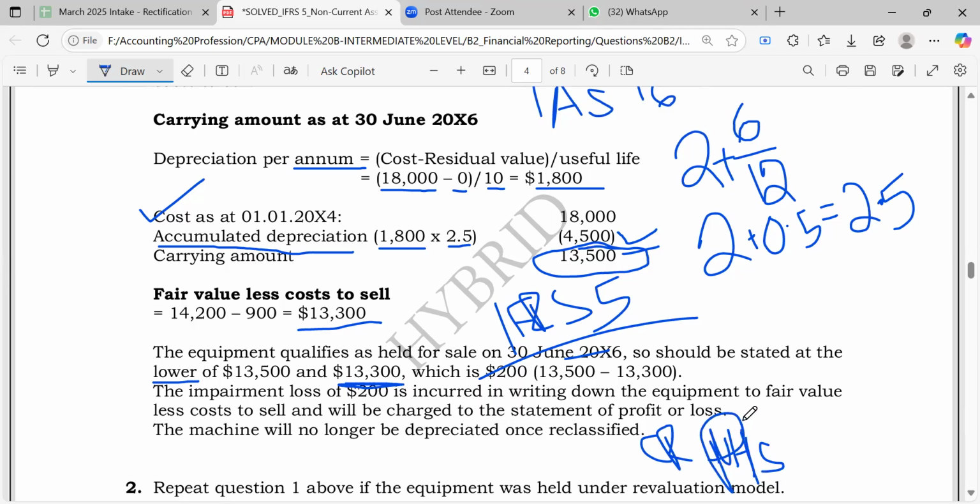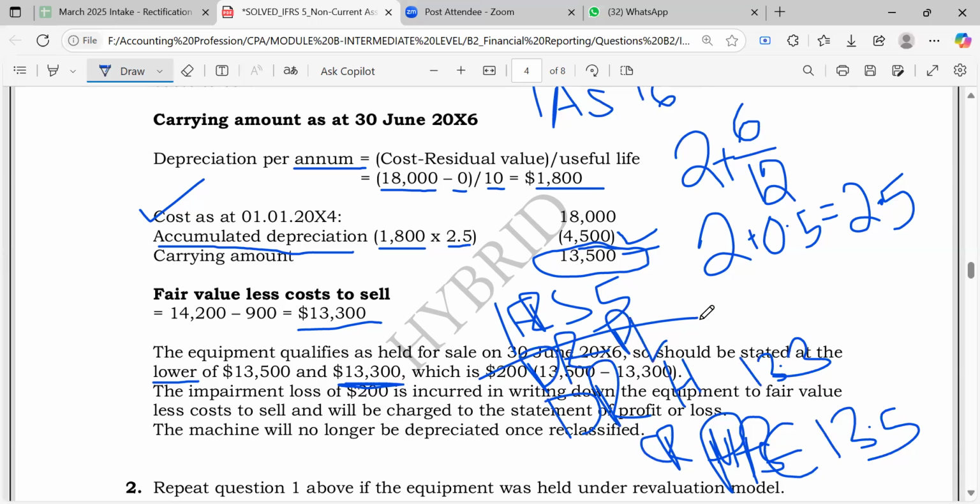Listen, right now we have the PPE. The asset is in PPE. Remember, we are moving from PPE to held for sale. You get the point? Yes, you are right. So we credit 13,500. And then we debit held for sale 13,300. And then the balance of 200, you debit it to profit or loss.